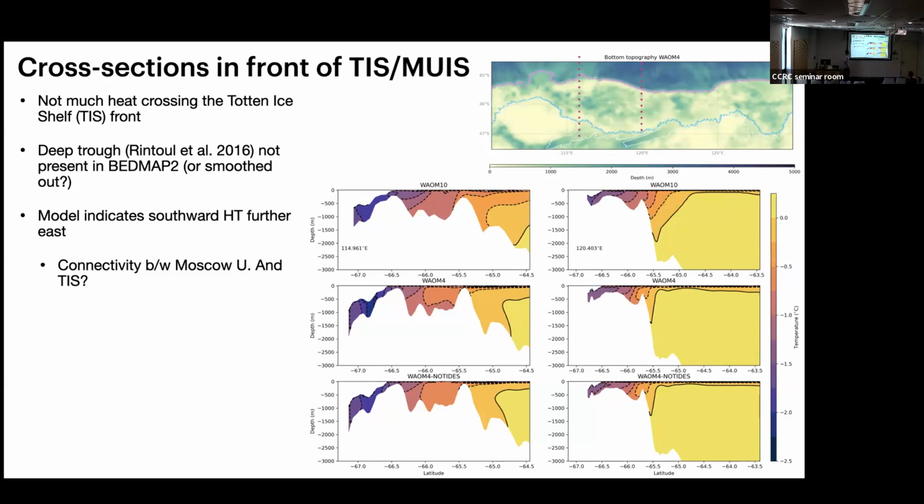So I wonder if it's probably the connectivity between the Moscow University and the Totten ice shelf, the modified circumpolar deep water transport, that is actually controlling our basal melt rates in the model and not the deep trough.